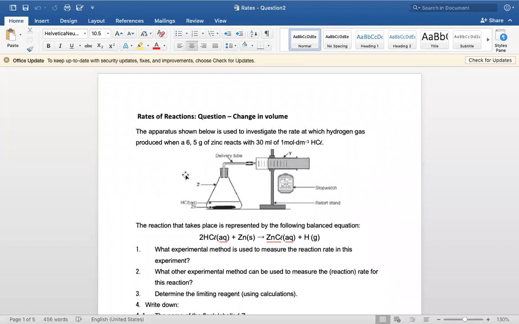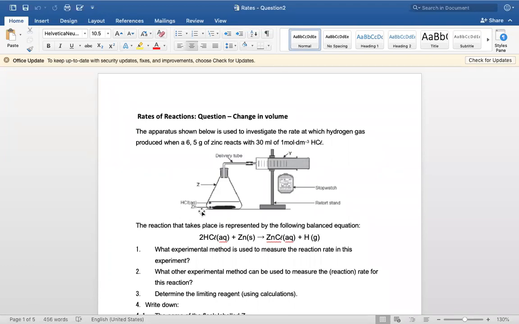So I just said today, let me do another one where if we have a change in volume, you can also measure the rate of the reaction, right? So the apparatus shown below is used to investigate the rate at which hydrogen gas is produced when 6.5 grams of zinc reacts with 30 cm³ of 1 mole per dm³ HCl.